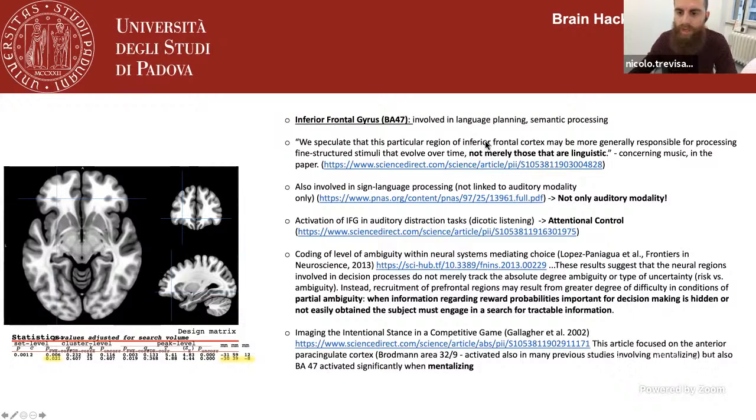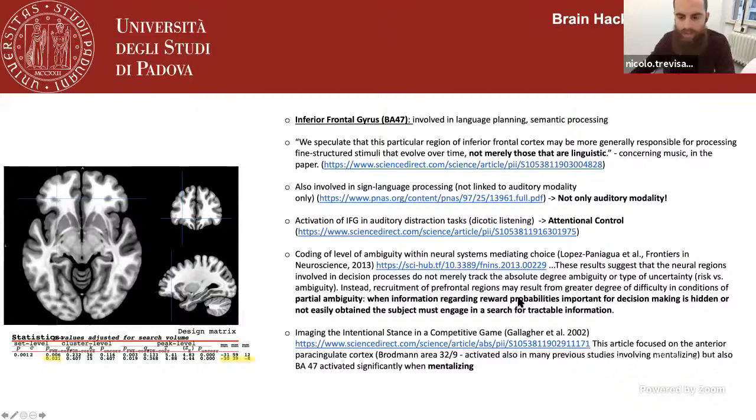This one speculates that the region is not just for linguistic abilities. For example, you can study music in this paper, but it's also involved in sign language processing, so it's not just the auditory modality. Even more interesting, the inferior frontal gyrus is active in auditory distraction tasks, so it's also involved in attentional control. Then there's this interesting paper on the coding of ambiguity in neural systems during choices, which is probably the most interesting because it talks about partial ambiguity.